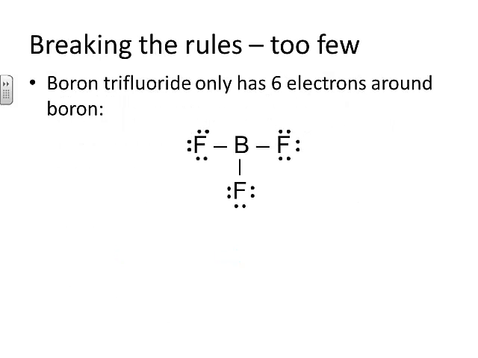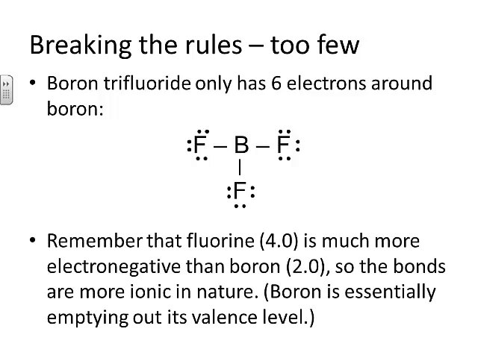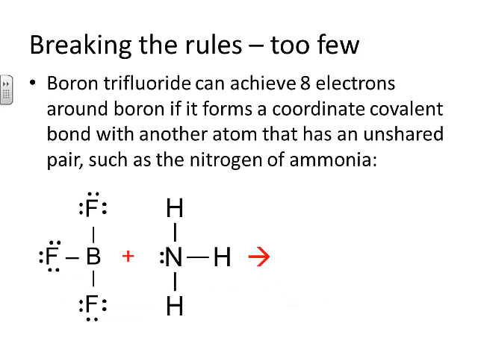Now sometimes, as I mentioned before, things can have too few electrons to satisfy the octet rule. Boron trifluoride only has 6 electrons around boron, as we see here. But recall that fluorine has a 4.0 electronegativity value, whereas boron is only 2.0, so the bonds here are more ionic in nature. So boron is essentially emptying out its valence level rather than trying to fill it with 8.